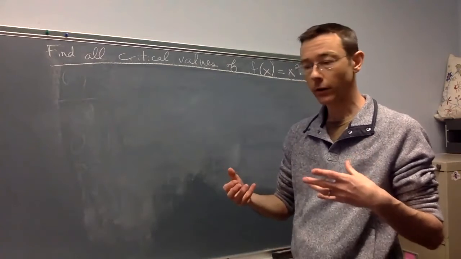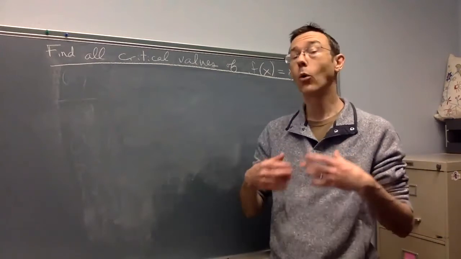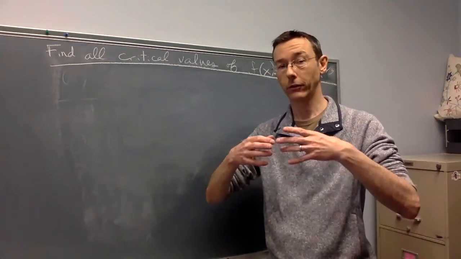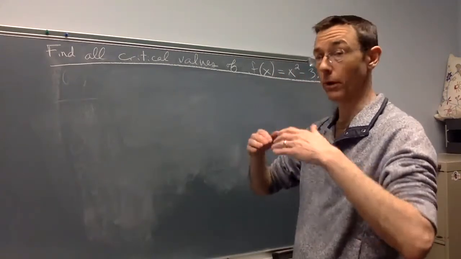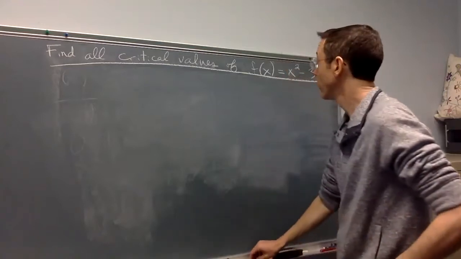The reason we care about critical values is that these are our only candidates for local maxes and mins. So if we find them, we'll have a short list of places where the local extrema can occur. Great, so let's get to it.